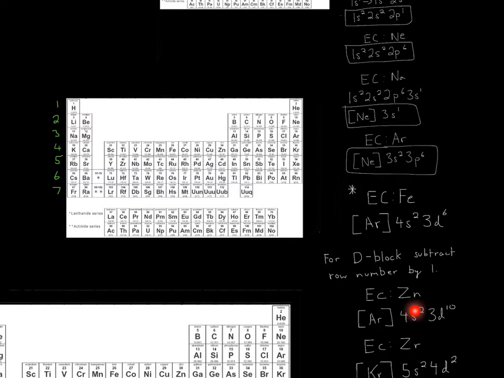So more practice for Zn, right? Since it's in the 4th period, we start with the 3rd period's noble gas, and then we just work left to right. So 4s2, and then just count all the way to your element. And remember, as soon as you hit that D block, you subtract by 1. So it's going to be 4s2, and then subtract by 1, which will be 3, right? And then d10. Why is it 10? Because each element counts as 1. So 1, 2, 3, 4, 5, 6, 7, 8, 9, 10. So 3d10.